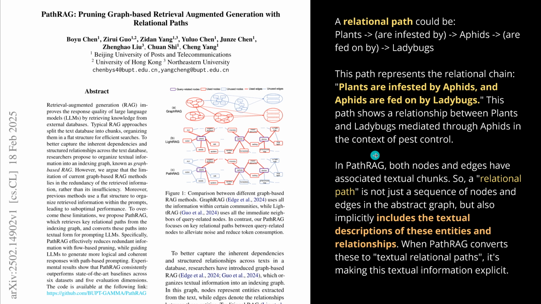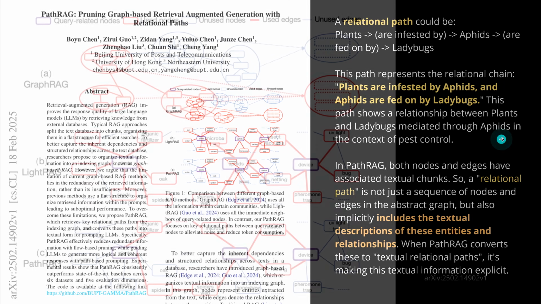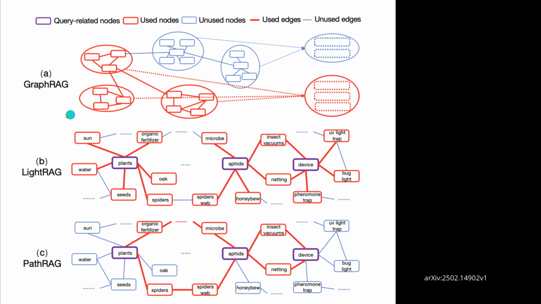And in this PathRAG methodology, both nodes and edges have, as I told you, these beautiful associated textual chunks. So this relational path is not just a sequence of nodes and edges in an abstract graph, but it implicitly includes the textual description of all those entities and all those relationships along the way. And when PathRAG converts those to a textual relational path, it is making this textual information explicit for the LLM to reason on.